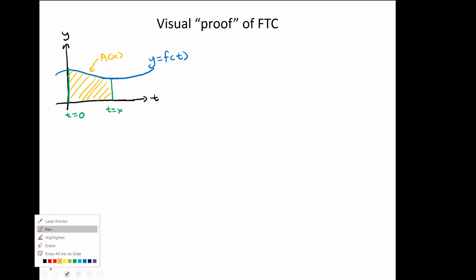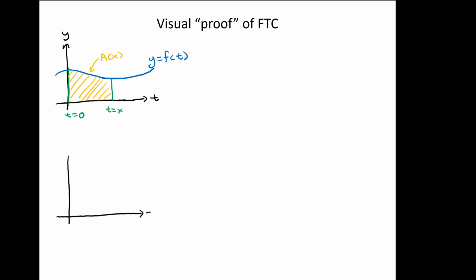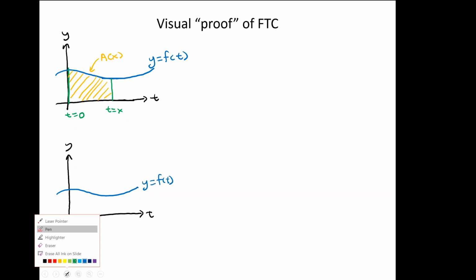Underneath this picture, I'm going to do my best to make a copy. So it's the t-axis and the y-axis. I'm going to do what I can to get the same function there. So there's y is equal to f of t. And we're going to go from t equals 0, but we're going to go a little bit further to the right. We're not going to stop at t is equal to x. We will stop at t equals x plus a little bit. I'm going to call the little bit h.